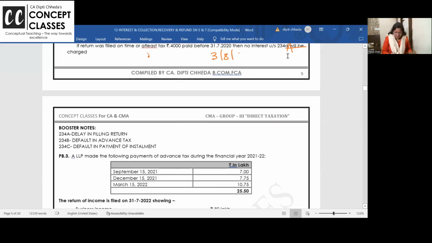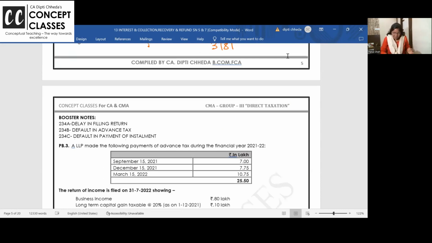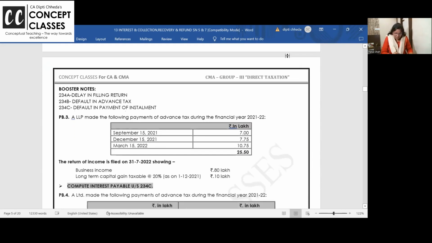Check this. 234A is default in filing the return. 234B is default in advance tax, 90%. And 234C is default in installments. Okay. So this problem you can do as homework.